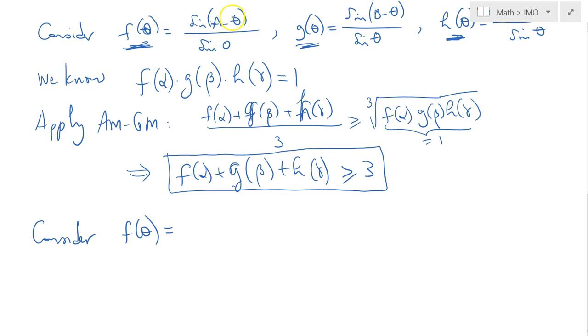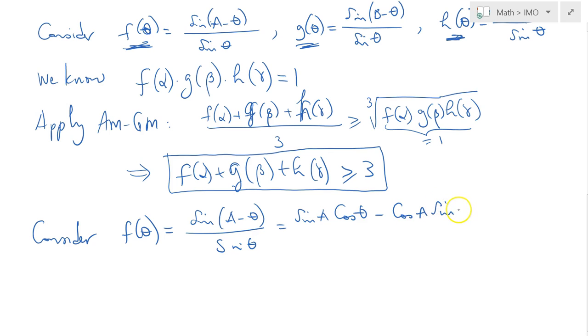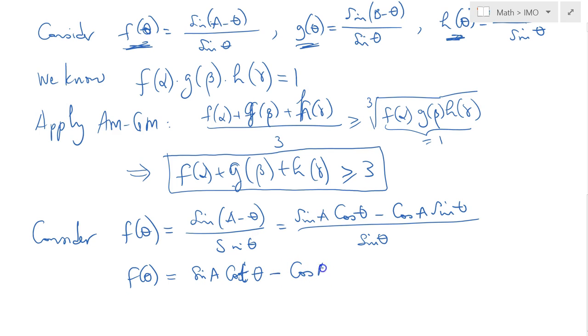If I apply the difference formulas, sine of a minus theta over sine theta is simply, let me do it in 2 steps: sine a cosine theta minus cosine a sine theta, all divided by sine theta. So f of theta as a result is equal to sine A times cosine theta over sine theta, which is just cotangent of theta, minus, and the sine thetas cancel out, cosine of A.